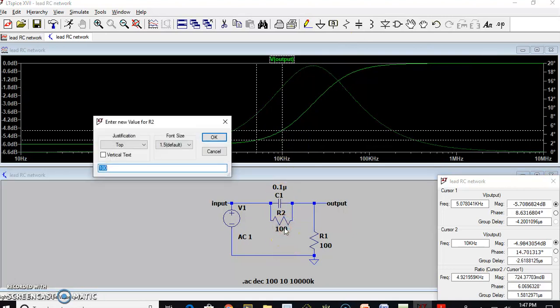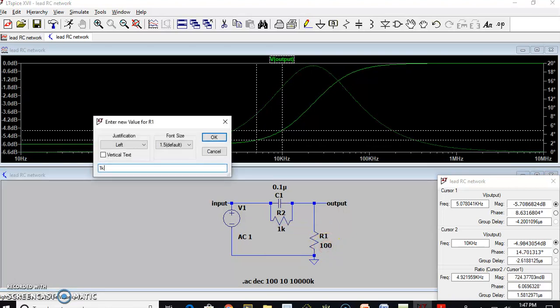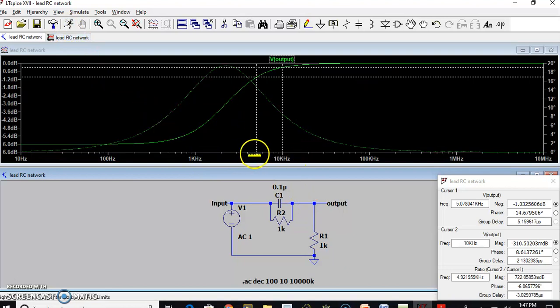Suppose I retain this at 1k and make this equal to 1k, again the zero frequency will be there at 1.59 kilohertz, whereas the pole will be further reduced. You can see now it just went back. So now this has come back here. So instead of having it at 15 kilohertz, now it's at a lower frequency. So this way we are able to get the required phase at the required frequency using this type of phase lead network.